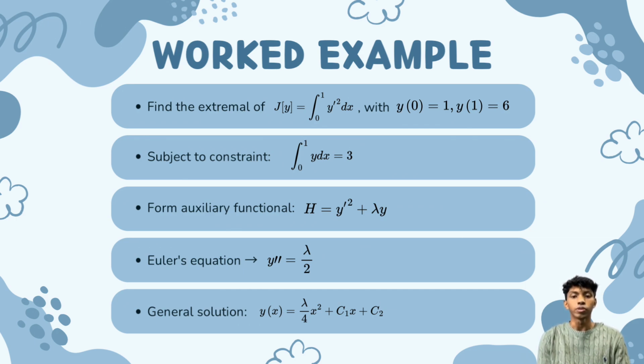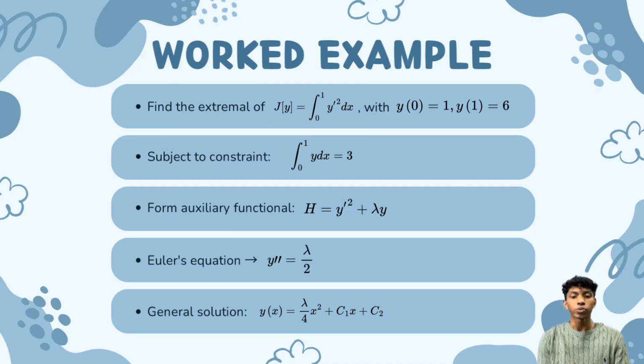Because of that constraint, we cannot apply the Euler equation directly the way we normally would. Instead, we introduce a Lagrange multiplier lambda and form an auxiliary function h equal to f plus lambda g.